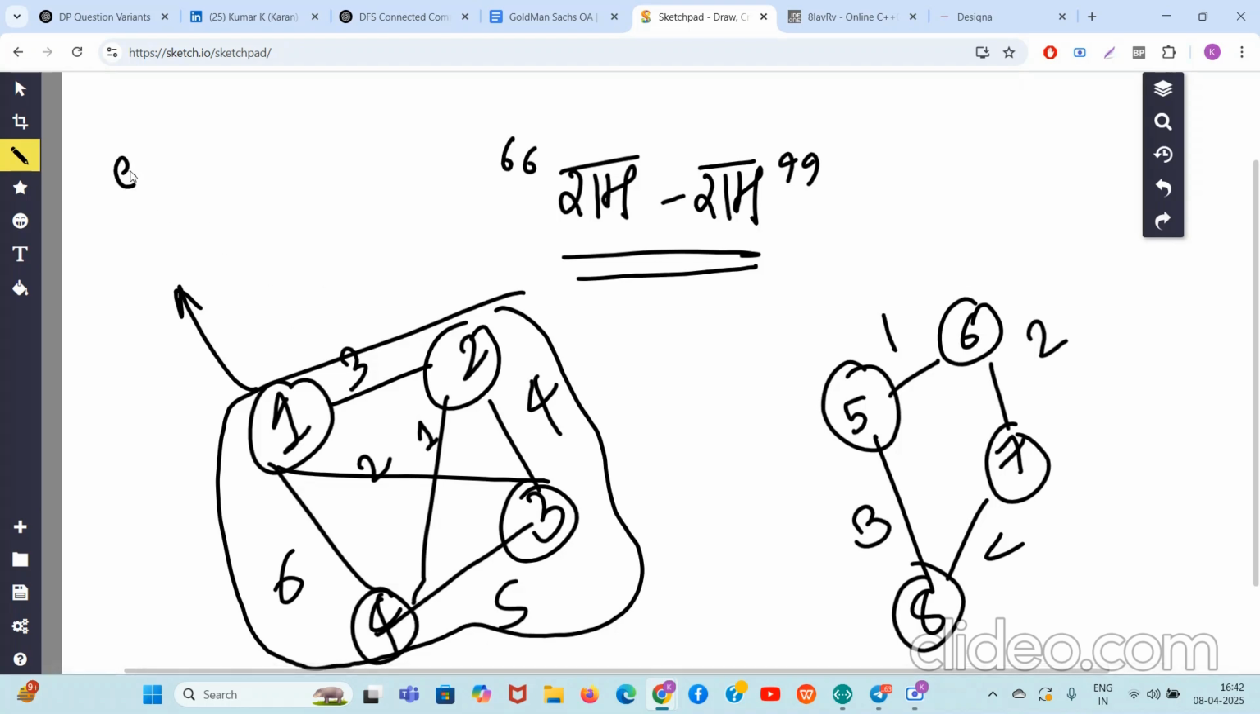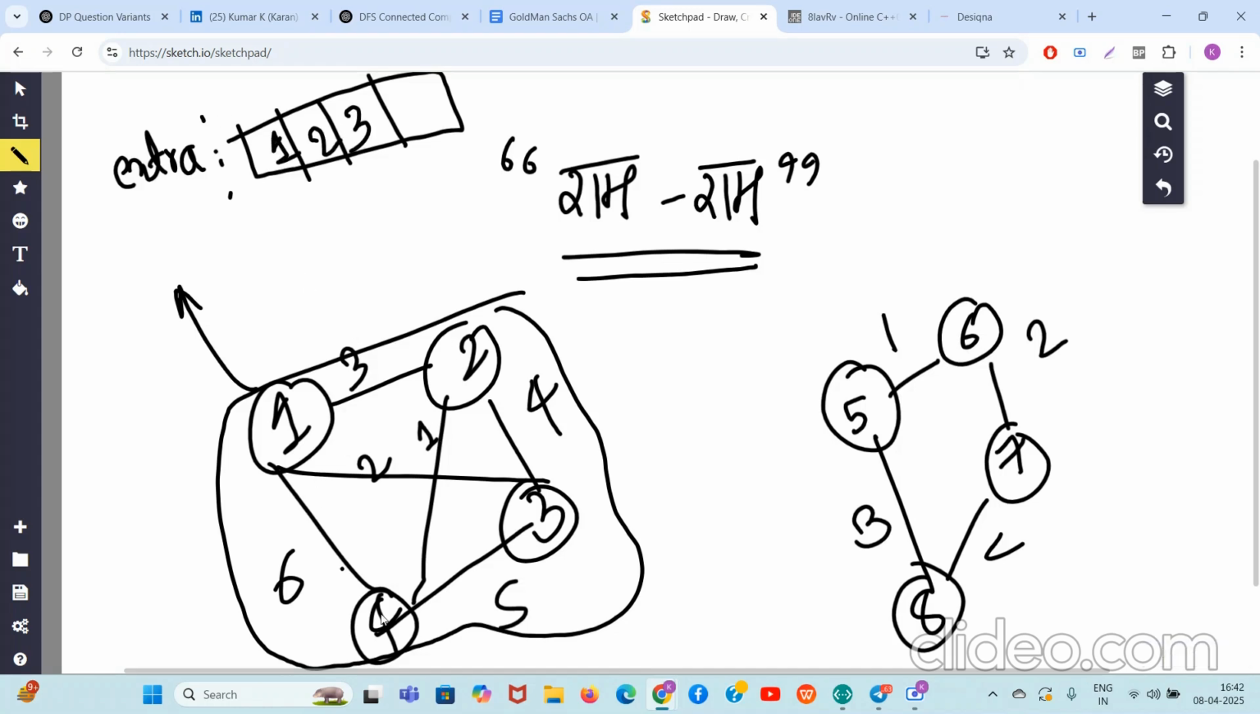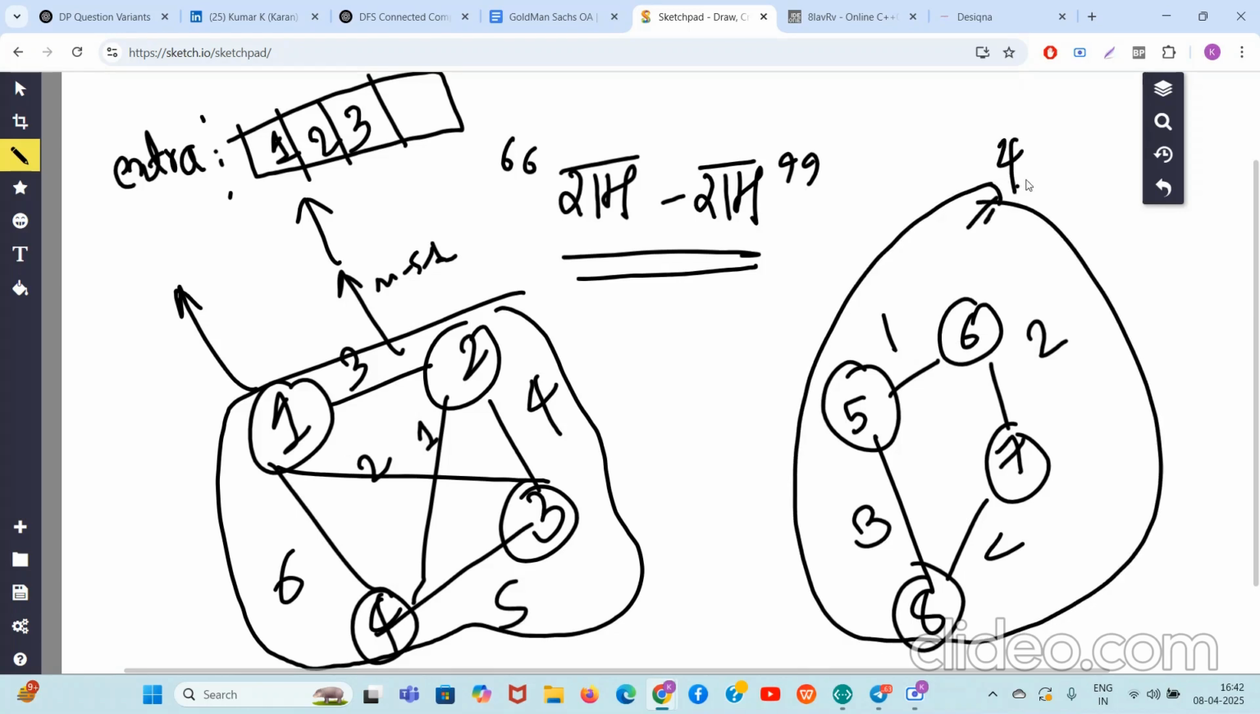So guys, I'm making this extra array. Extra array means the edges which are not needed, you can remove them anytime without affecting the whole graph. Edge with value 1 is not needed, 2 is not needed, 3 is not needed. So how did you come to know? You will run a maximum spanning tree algorithm on this component. In this graph, guys, there are 4 nodes. 3 edges are needed. 1 edge is extra. Which is extra?